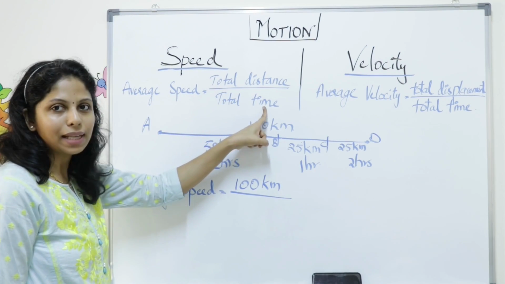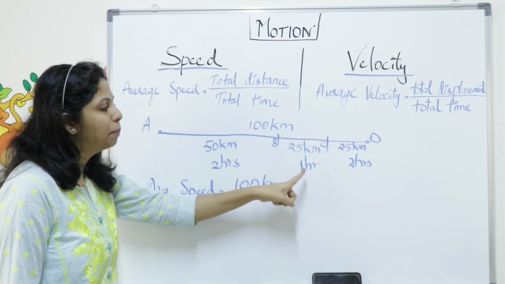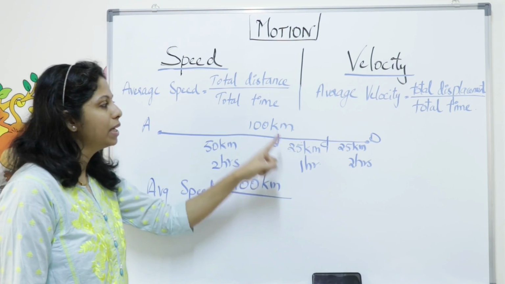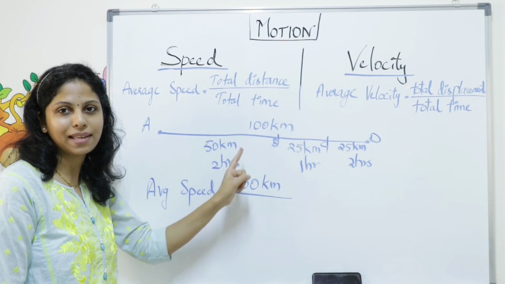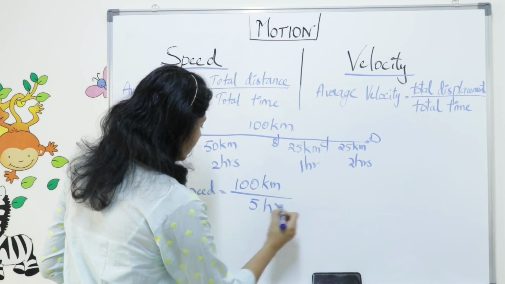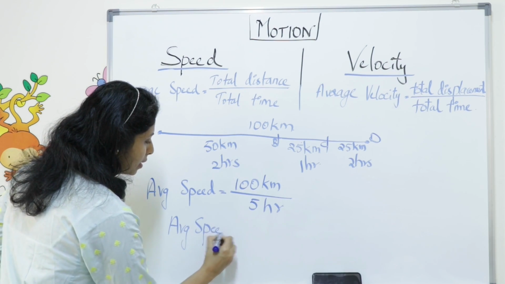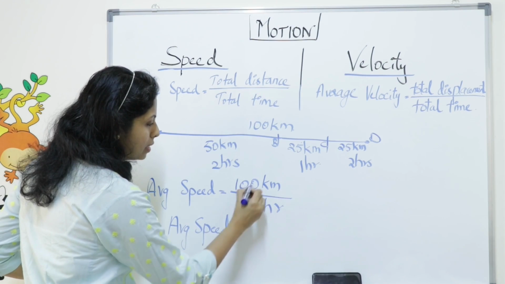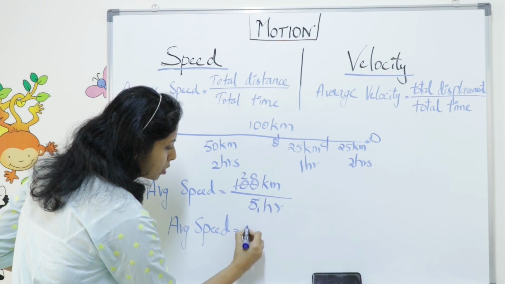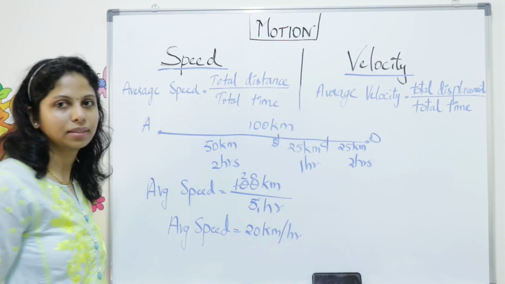And what is the total time? Total time is 2 hours plus 1 hour plus 2 hours. That is, in total, to cover a distance of 100 kilometers, the object has taken 5 hours. So now, what is the average speed? 5 ones are 5, 5 twos are 10, 5 twenties are 100. So it is 20 kilometers per hour.